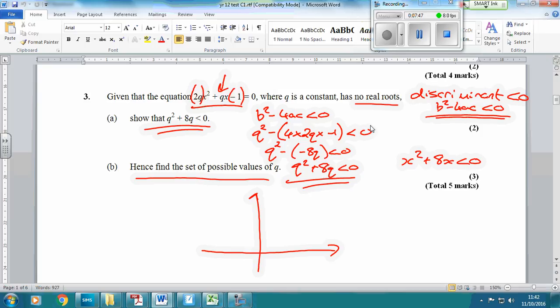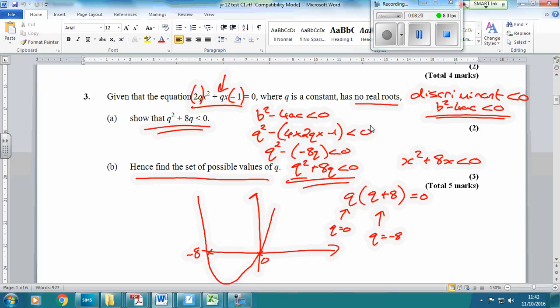So I'm going to sketch this. Whenever you've got a quadratic inequality, you need to sketch it. So we're going to factorize it: q bracket q plus 8 equals 0. So then q equals minus 8, and this one here, q equals 0. So 0 and minus 8. And because it's a positive q squared, it's going to look like that there.